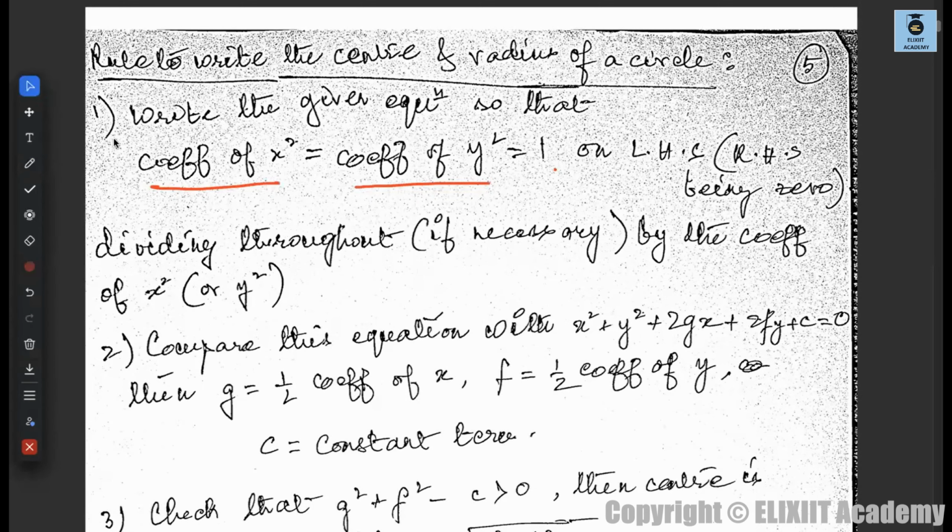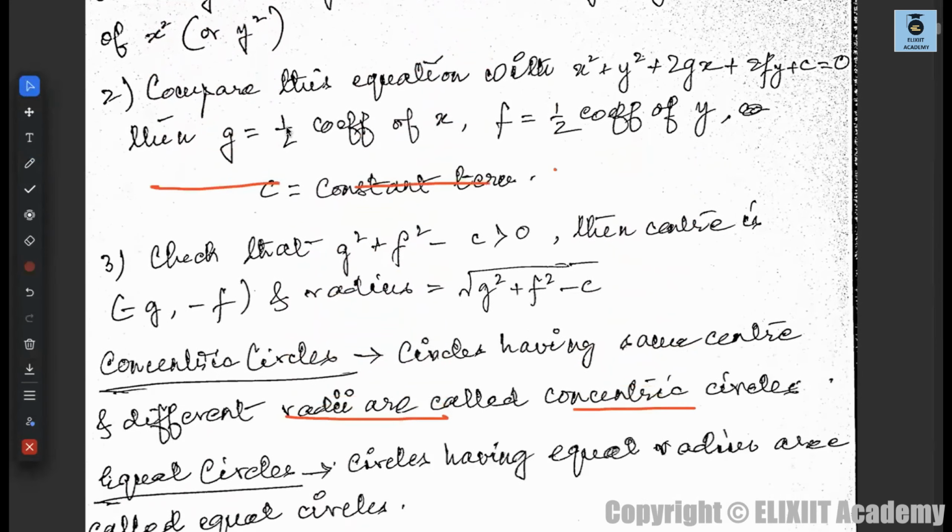Then you compare this equation with x square plus y square plus 2gx plus 2fy plus c is equal to 0. Remember, I have said x square plus y square plus 2gx plus 2fy plus c is 0. Then from there you compare what is g and what is f. g is half times the coefficient of x, f is half times coefficient of y, and c is the constant term. And then finally, we use that to find out the center and the radius of the circle.